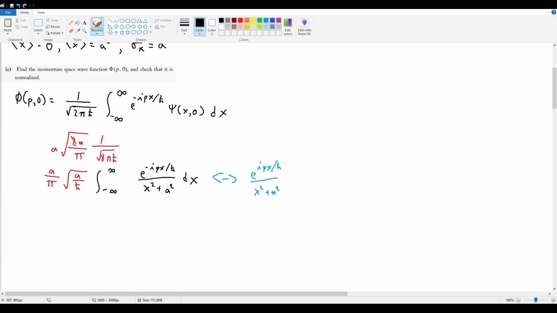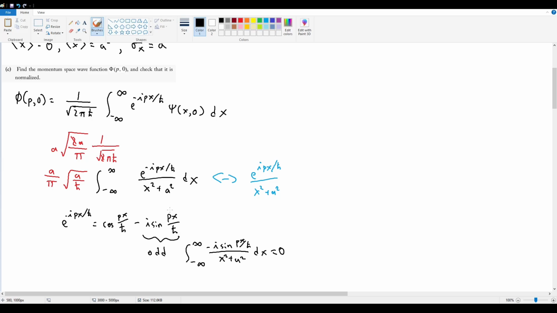If you convert this complex exponential into a sinusoid, e to the negative ipx over h bar is equal to cosine of px over h bar minus i sine of px over h bar. So this splits your integral into two expressions. One is cosine px over h bar divided by x squared plus a squared. The other is negative i sine px over h bar divided by x squared plus a squared. This term is odd, so the integral from negative infinity to infinity of it is just going to go to 0 automatically.